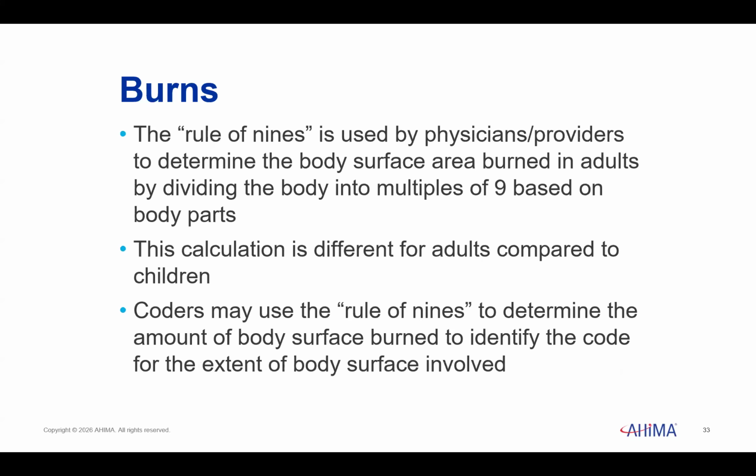Another thing that you see is the rule of 9s. So basically what we do is we take the body surface and we divide it into multiples of 9. The calculation's slightly different for adults compared to children. And we use those rule of 9s, the documentation, to select the correct extent code for the burn.